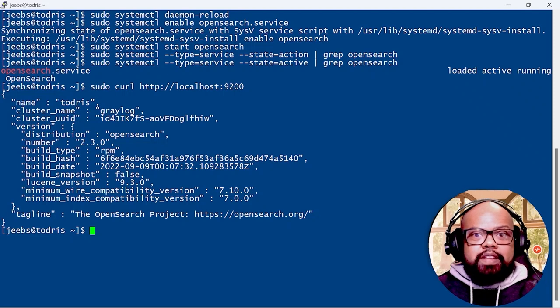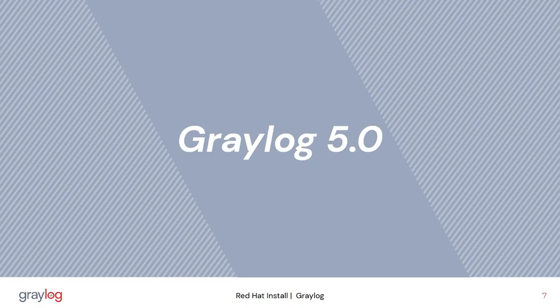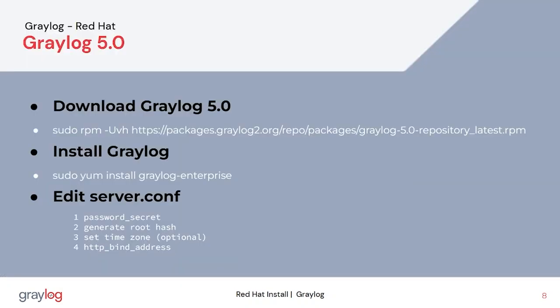All right. So now it's the last piece, which is installing Graylog. Okay, the final piece, installing Graylog. So first we're going to download the 5.0 RPM, and then we're going to install Graylog. In this example, we're going to install Graylog as Graylog Enterprise, and then we're going to edit the server.conf file, start and verify the service.